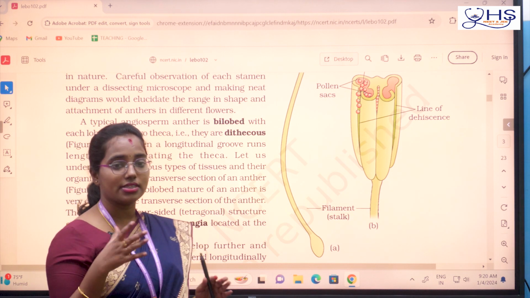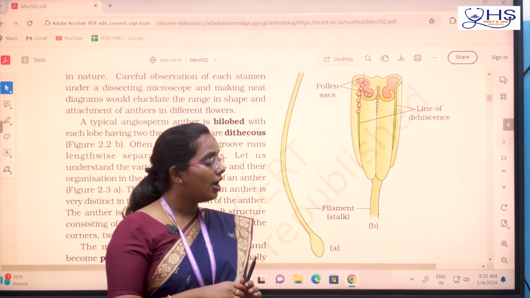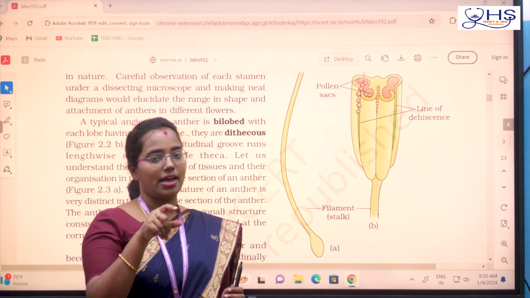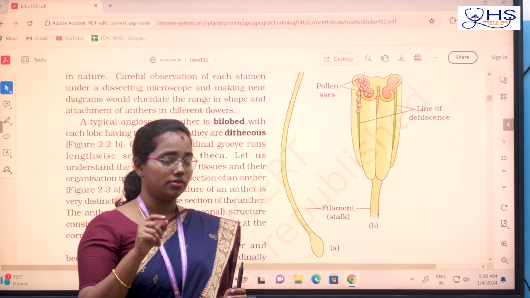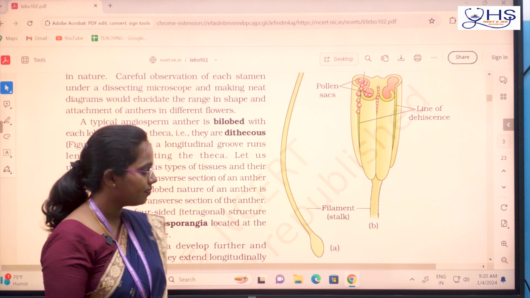To be exact, the male gametophyte is the pollen grain. Pollen grains are produced and stored in the anther. We are learning about the anther, which is the male sex organ.